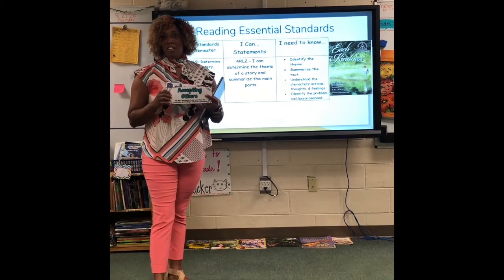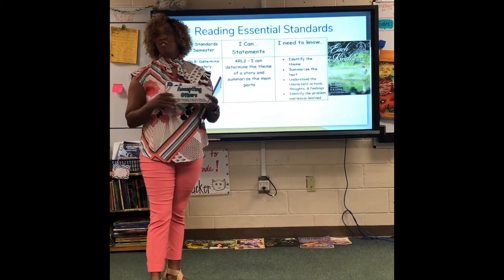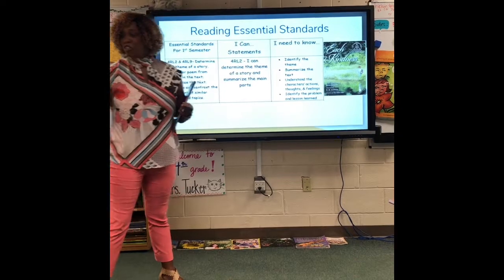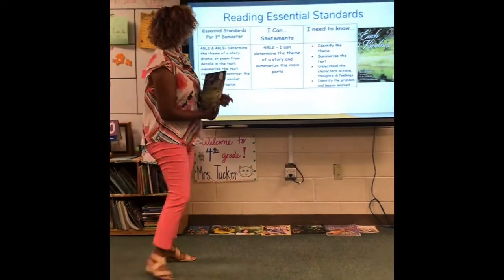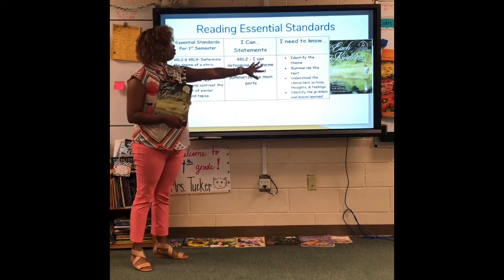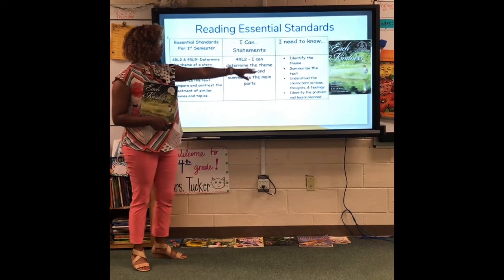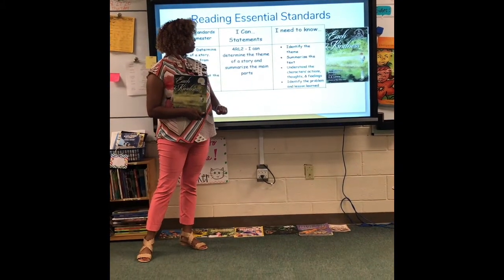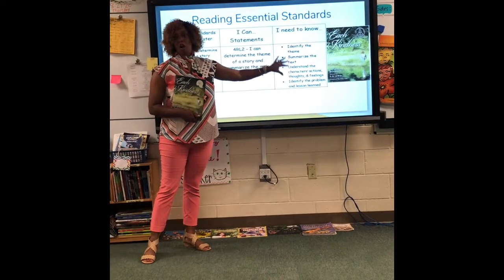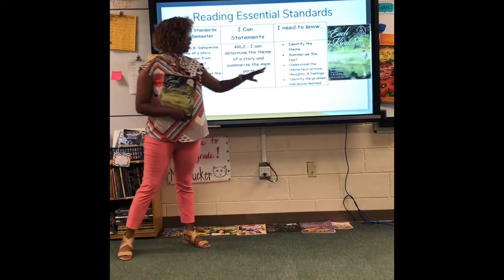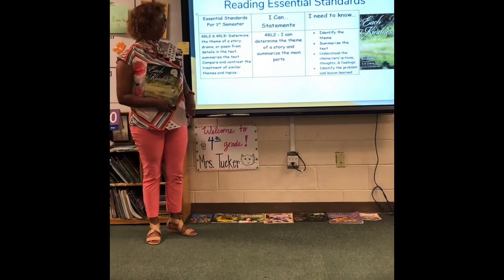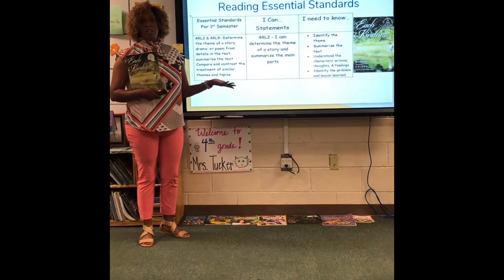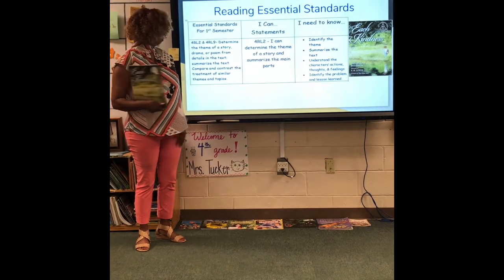So we have taken these things and we have gone throughout several books already in the past 3 weeks. So we are so excited and eager to continue this. So things we need to know for this standard. I need to be able to identify the theme, summarize the text, and I can do all that by looking at my characters' actions, thoughts, and feelings. And if I can identify the problem and tell what lesson my character learned, I know the theme.